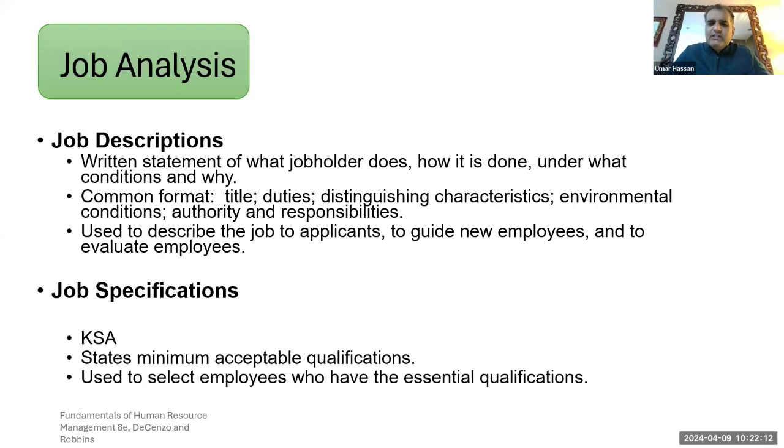What are the duties the operational manager would be responsible for? Duty number one, looking after day-to-day operations within an organization. If he is an operational manager in the procurement section, then looking after the supply chain and procurement issues. These are the different duties to be performed. Then some distinguishing characteristics may be the environmental conditions, and who the job is reporting to.